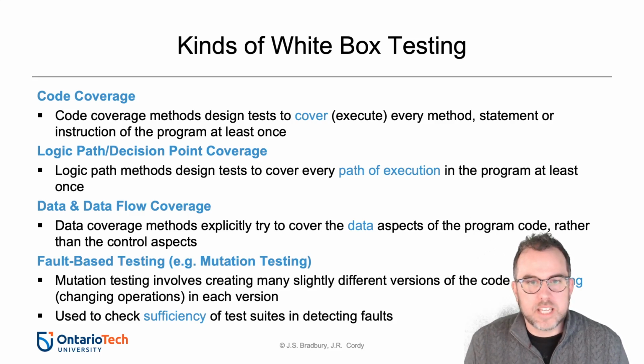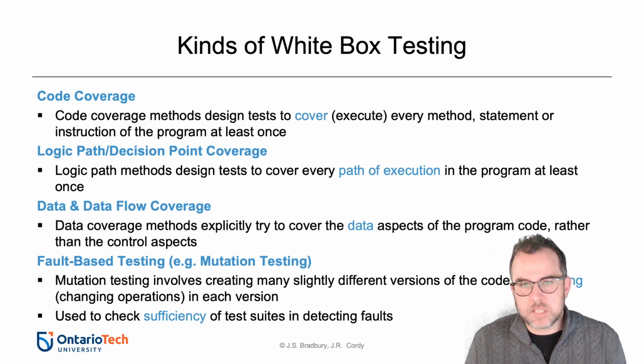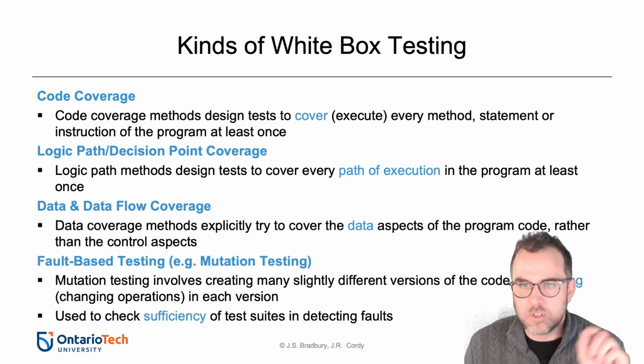Another group of white box testing, which we'll be talking about over the next week or so, is logic-based decision point coverage. This is where we look at logical paths to help us decide tests, so execution of the program. For example, we could look at every possible independent path, which is a path that contains some statement that isn't covered by other paths. For every possible independent path through the software, you can make sure you have a test.